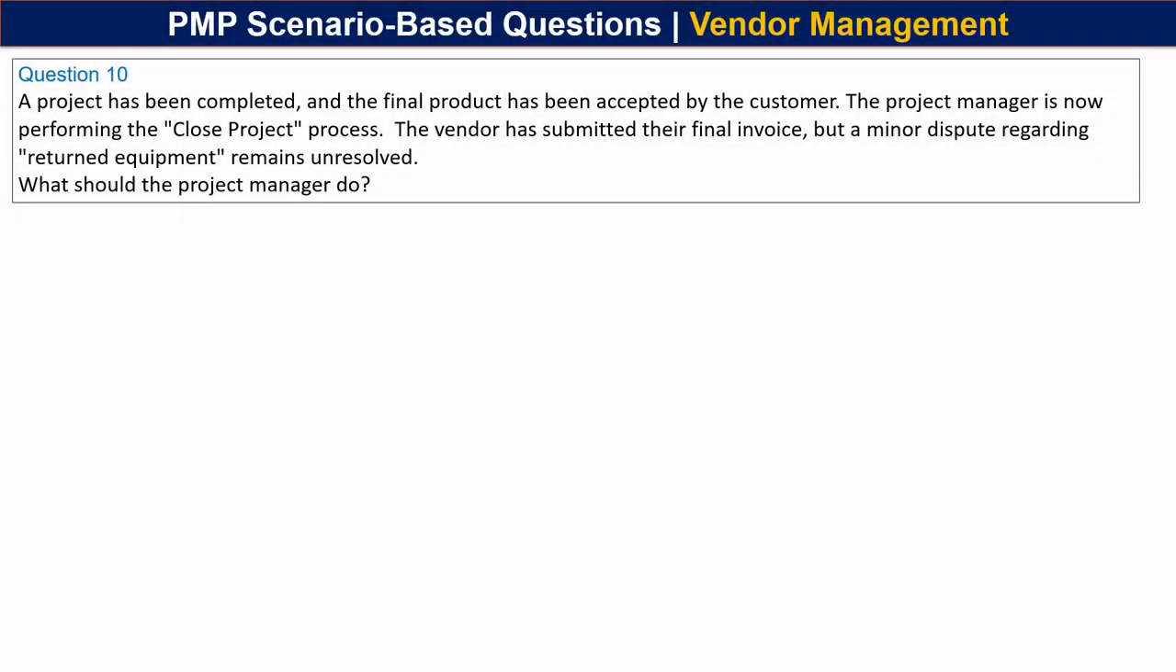Question 10. A project has been completed and the final product has been accepted by the customer. The project manager is now performing the close project process. The vendor has submitted their final invoice, but a minor dispute regarding returned equipment remains unresolved. What should the project manager do?